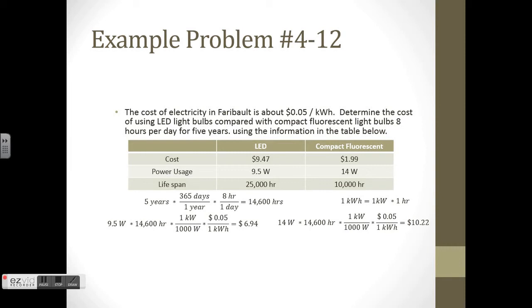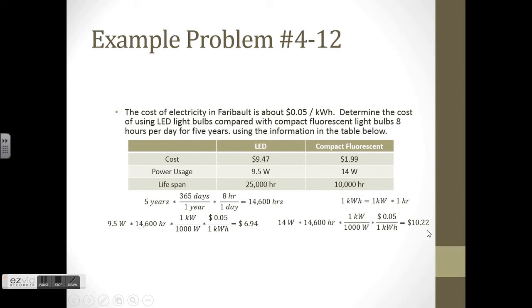just to use. So on the left I have the LED bulb, 9.5 watts of power used times 14,600 hours would give me the number of watt hours. Well, I want to know kilowatt hours, so I need to do a unit conversion, watts to kilowatts, which is this third step of the equation. And then I know it costs 5 cents for every kilowatt hour. So in terms of just electrical usage, the LED bulb cost me $6.94.